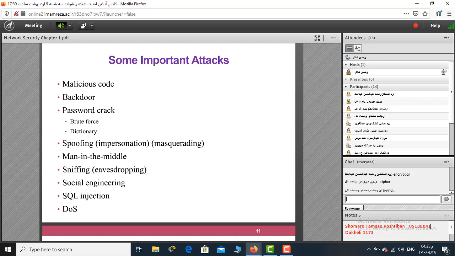To encode the data, to use ciphertext instead of plain text, to encipher the text. Well, social engineering.